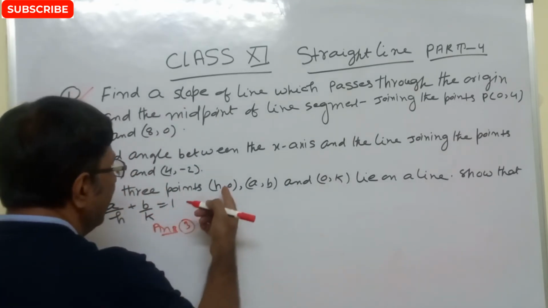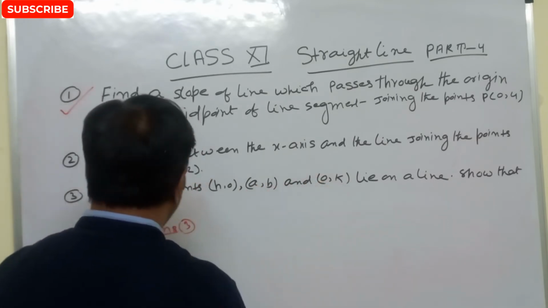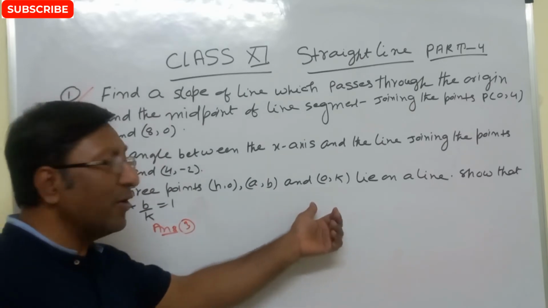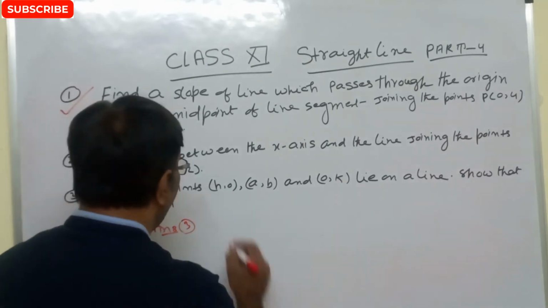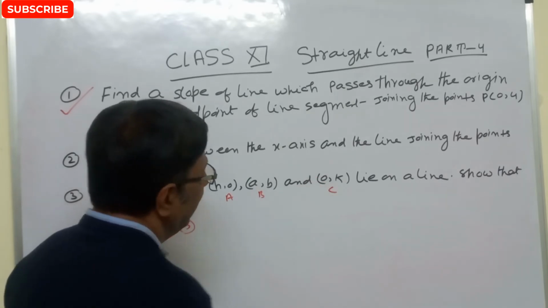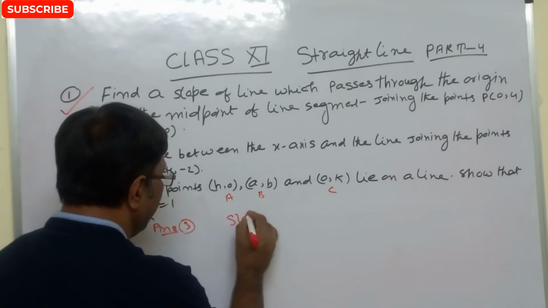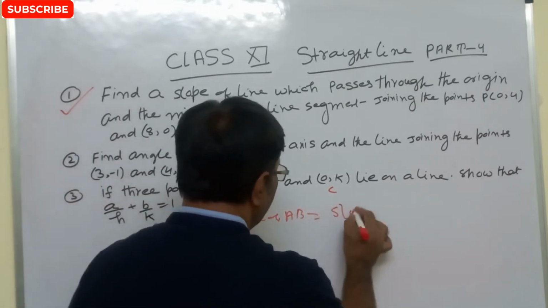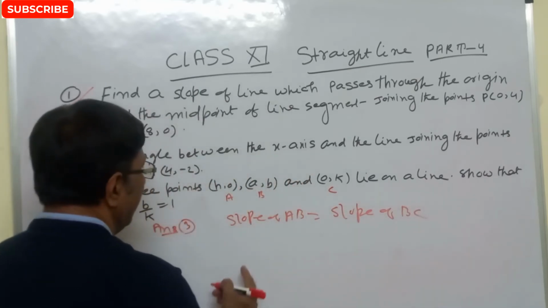If 3 points (h, 0), (a, b) and (0, k) lie on a line, then show that a by h plus b by k equals 1. So you know all the 3 points lie on a line, so these 3 points are collinear. Suppose this is A point, this is B point, and this is C point. So A, B, C are collinear. Then what? Slope of AB equal to slope of BC.